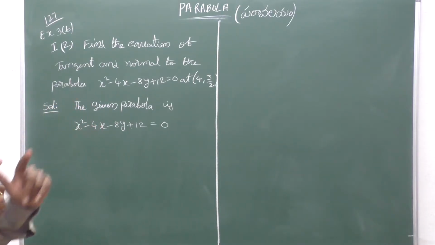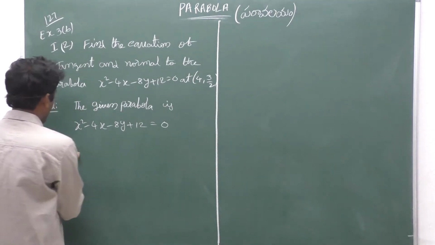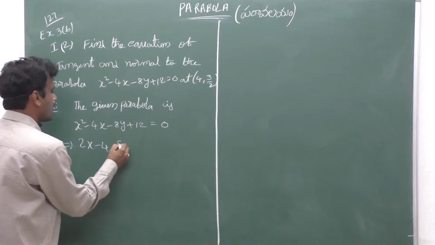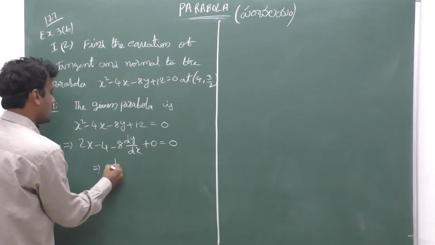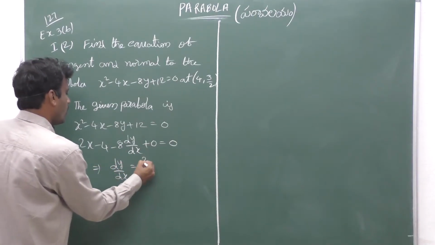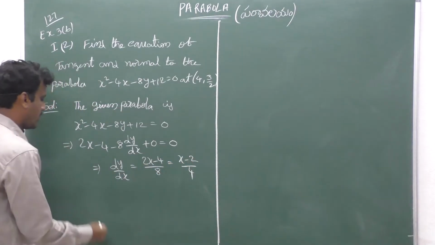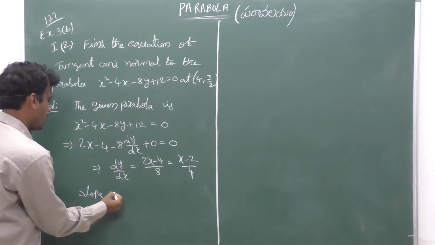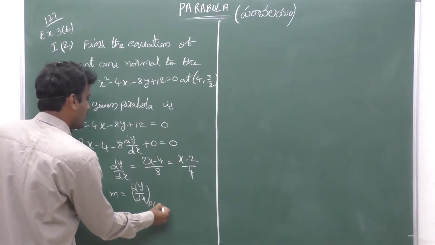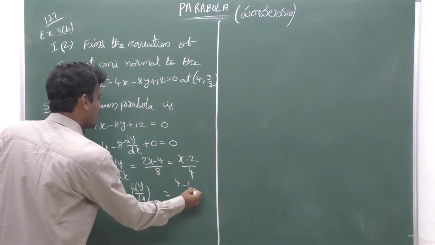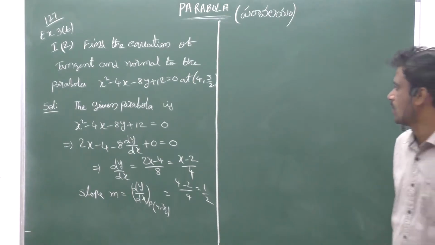Next, slope. Differentiating on both sides we get 2x minus 4 minus 8 into dy by dx plus 0 equal to 0. That implies dy by dx equal to 2x minus 4 by 8, that is x minus 2 by 4. Next, slope m equal to dy by dx at given point P 4 comma 3 by 2 equal to 4 minus 2 by 4, that is 1 by 2. Slope is 1 by 2.